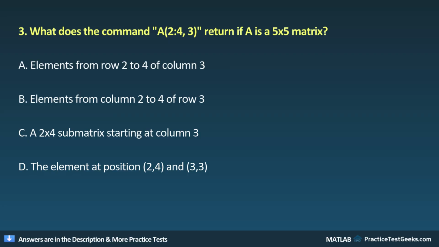3. What does the command A(2:4, 3) return if A is a 5 by 5 matrix? A. Elements from row 2 to 4 of column 3. B. Elements from column 2 to 4 of row 3. C. A 2 by 4 submatrix starting at column 3. D. The element at position 2, 4 and 3, 3.